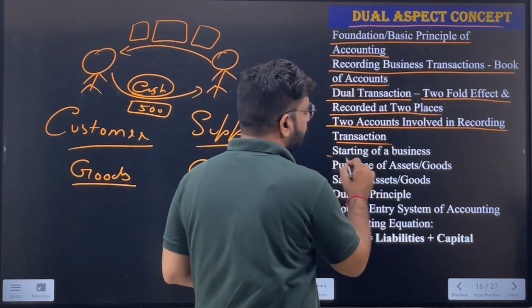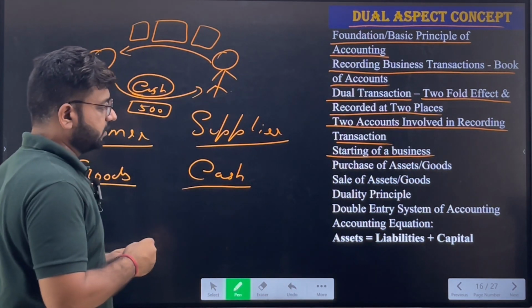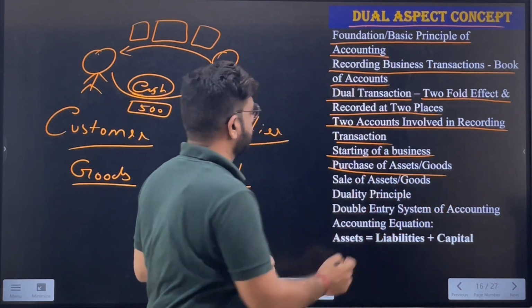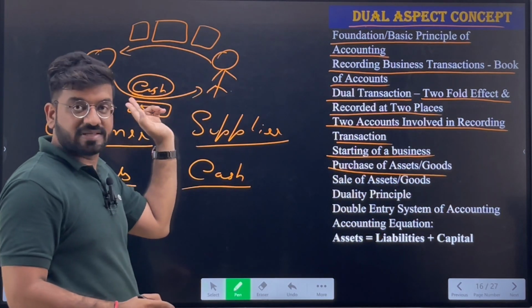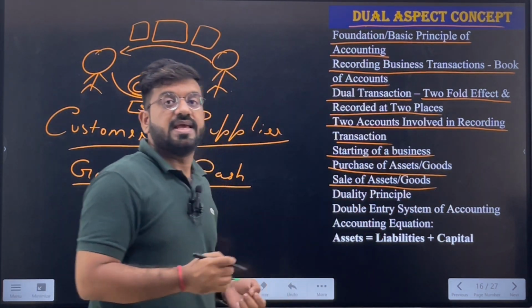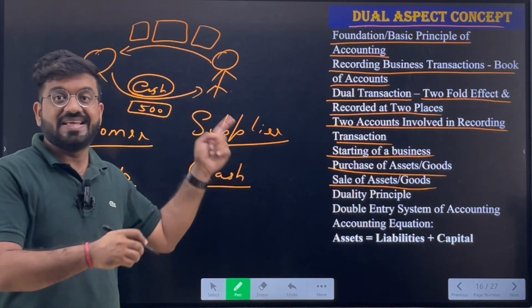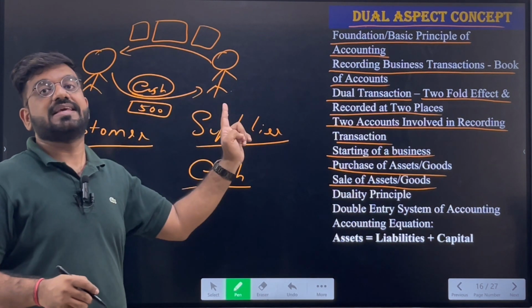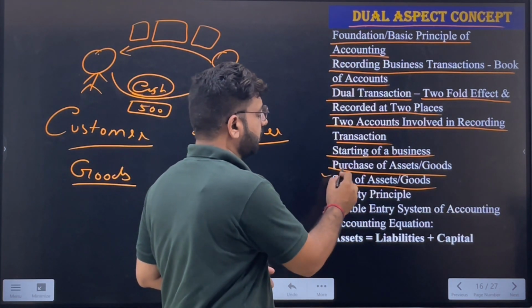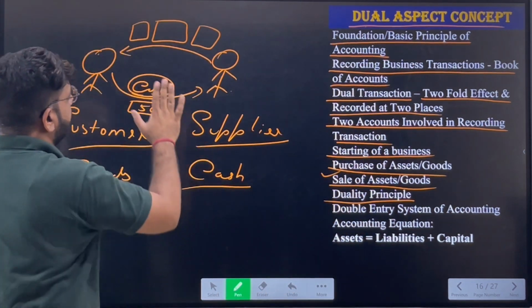Next, starting of a business. Now let's see another example. Purchase of assets or goods. Here we were purchasing the goods from the supplier, as we just discussed. Apart from that, selling of the assets or the goods. If I talk about the supplier, he also is running the business, he's selling the product and he's getting the cash from the customers. Okay, this is also part of a transaction. Duality principle. Now just check, we can check the starting of a business.